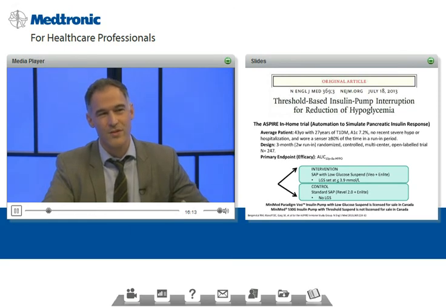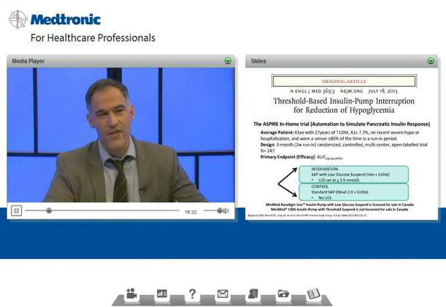So this we refer to as the ASPIRE InHome trial. This is a good acronym. It actually adds up with the letters. So, automation to simulate pancreatic insulin response. And this study was led by Rich Bergenstahl and was also industry funded, I should note.